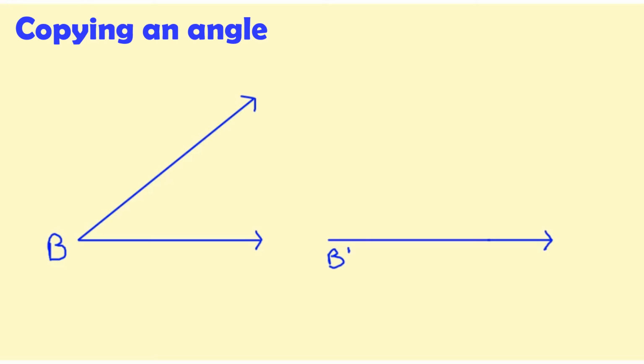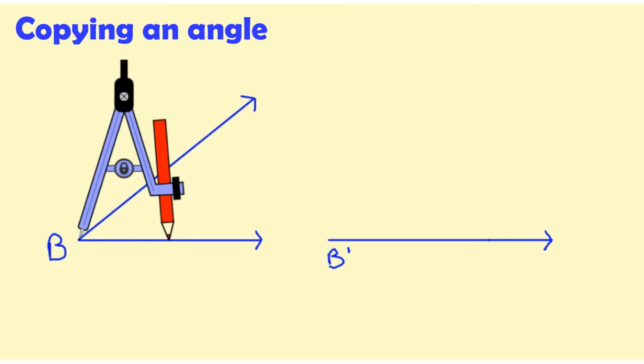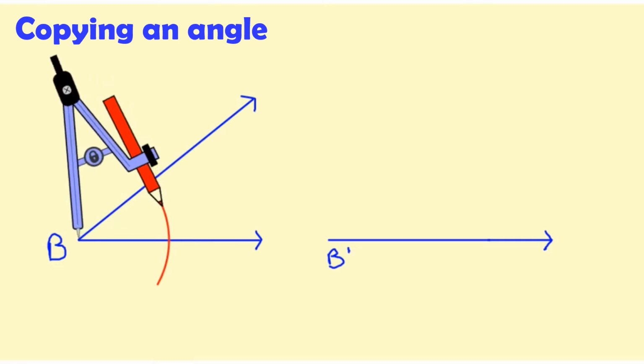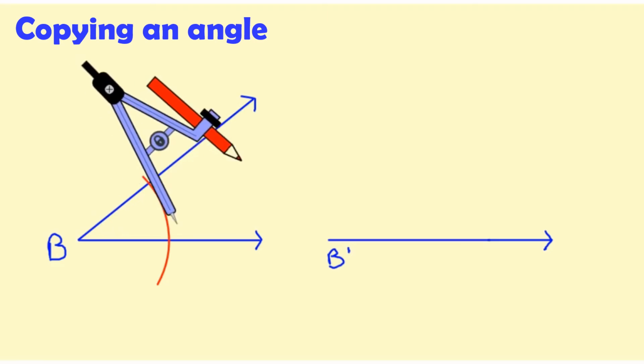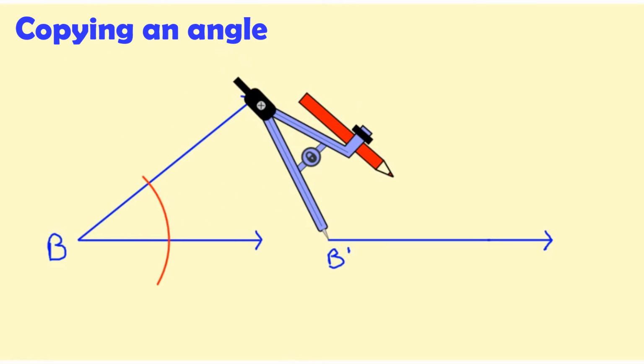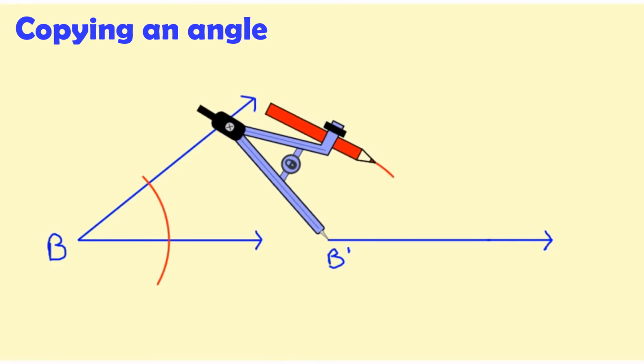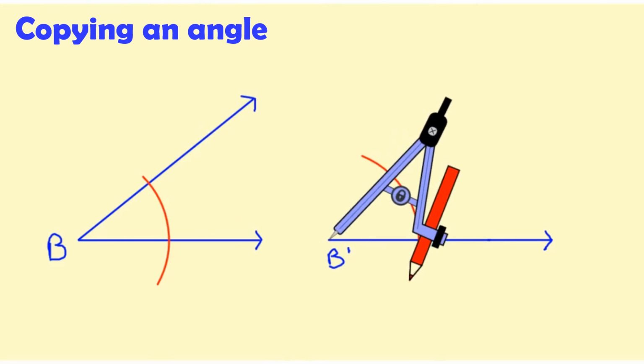And from here, get your compass and set it to point B and make an arc. Without adjusting the compass, go to point B prime and make an arc. So just make it big.